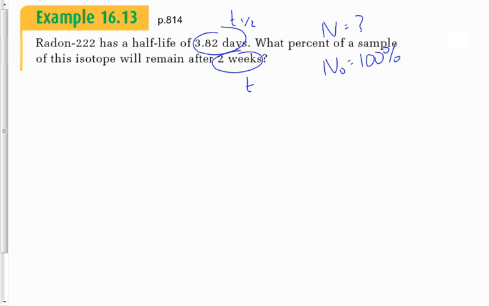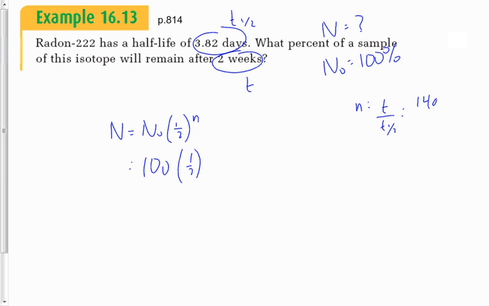In the vast majority of questions involving percentages, N0 would be 100%. There are exceptions to that, but it's usually pretty clear when there is an exception. So let's say N is equal to N sub 0 times 1/2 to the little n. That's going to be 100 times 1/2 to the, we've got to find little n. n is going to be equal to T over T 1/2. That's going to be 14 days, 2 weeks, divided by 3.82. What does that work out to be for little n? 3.6649 half-lives.